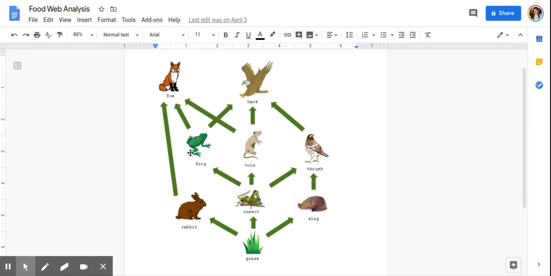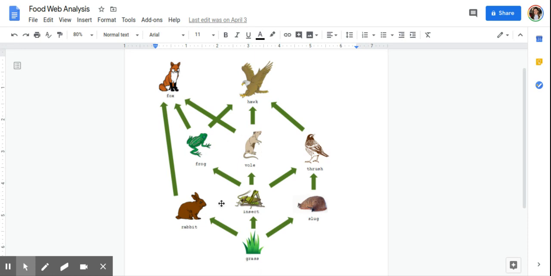Now, a really key thing with answering problems related to the food web is knowing what's going to happen, or how the interactions between these organisms are going to be disturbed, if one of these organisms were to be gone or were to become extinct or anything like that. So I'm just going to go through a few examples with you and show you how that works.